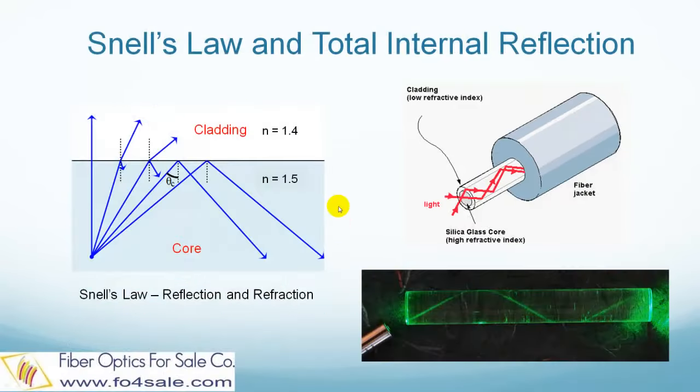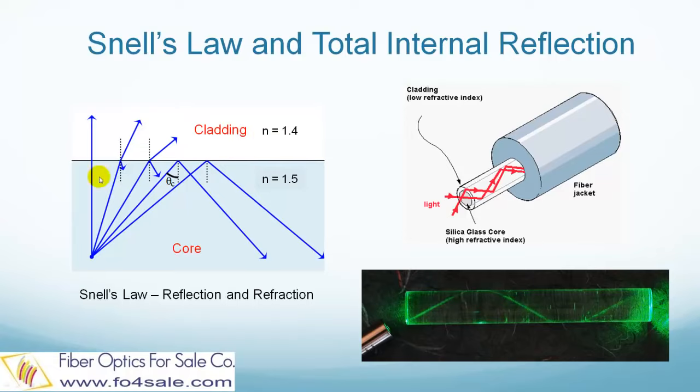Here comes the question, why doesn't the light leak out of the fiber? That is why we have to explain the phenomenon of total internal reflection. The left picture shows Snell's law, which guides how light travels at the interface of the core and cladding. The core has a higher refractive index, n equals 1.5. The cladding has a lower refractive index, n equals 1.4.